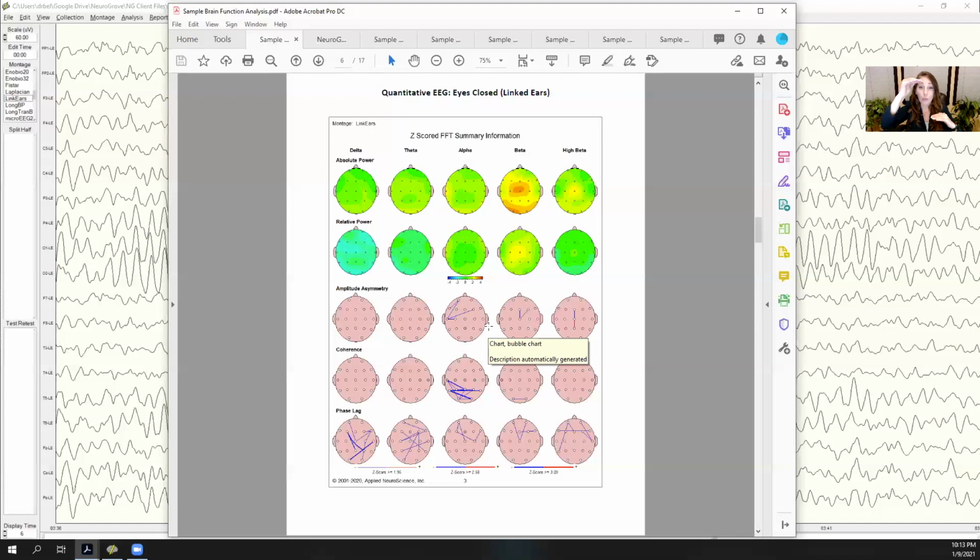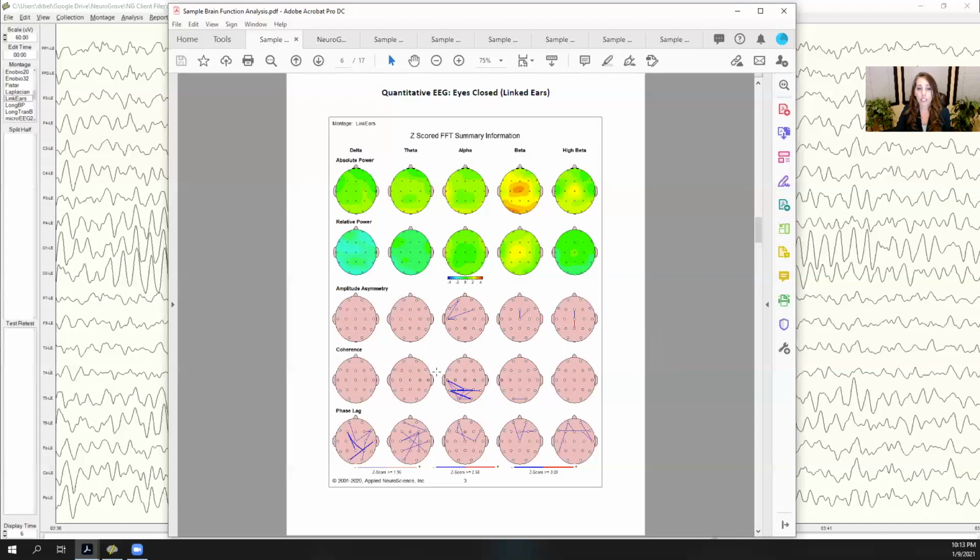That would show up as a red line. If it's like this, that means not enough asymmetry, so that would show up as a blue line. Here we see a couple brain regions that aren't differentiated enough, and we have a couple here that are a little bit too differentiated. That helps guide our treatment as far as the overall balance goes.